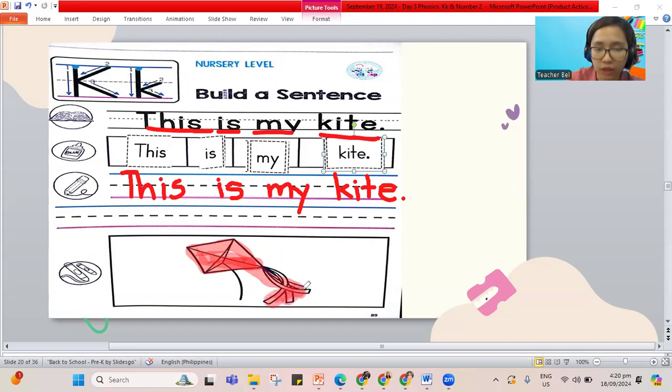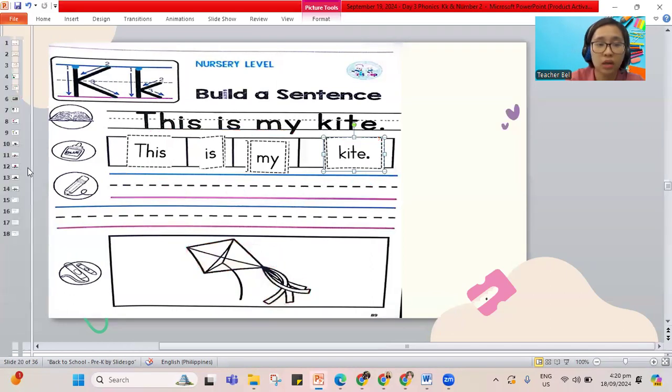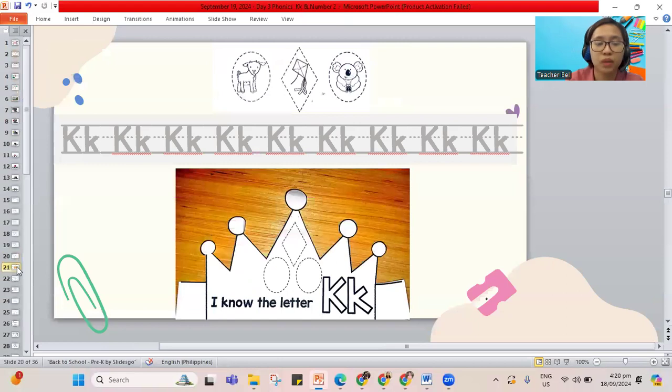So I already made my sentence for the kite. This is my kite. If you're not yet done with the work, pause the video. Play it again once you are done. Let me erase our work on the K sentences because for the next one, we'll be doing your hat.